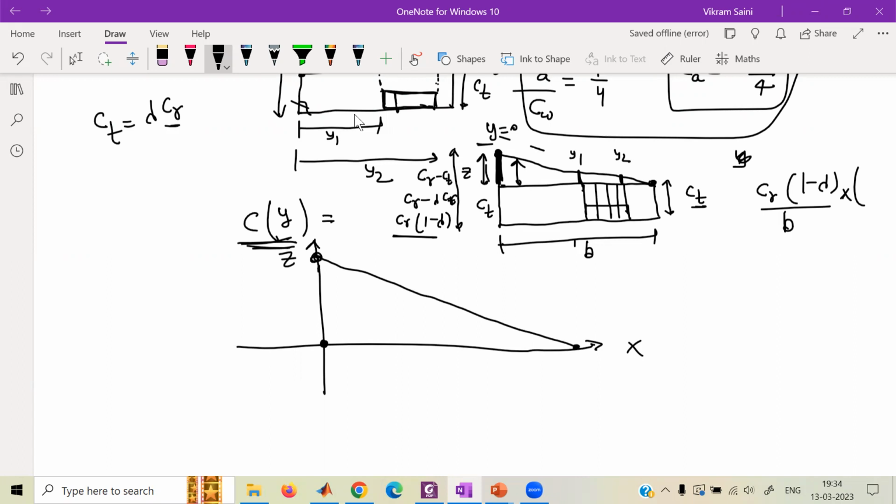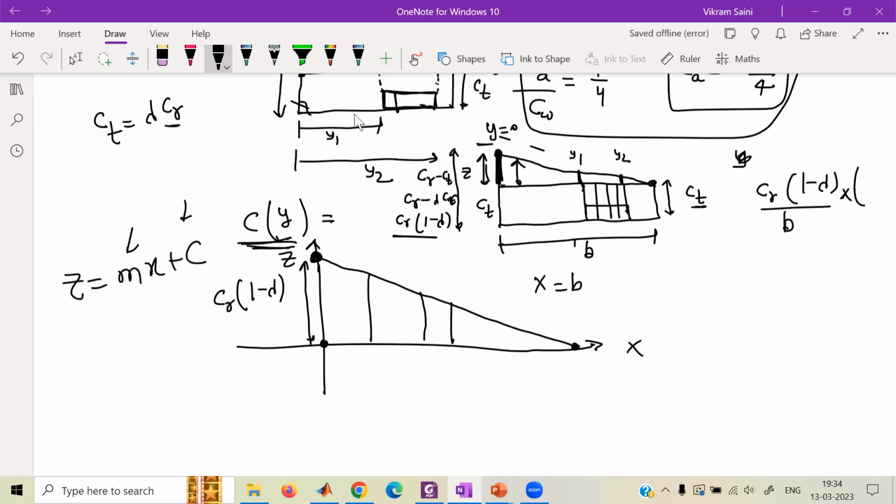So we know at x equal to 0, this line is here. At x equal to some finite length, x equal to b, the height goes to 0. So we know that. And this length is C_T, that is C_R(1 minus lambda). The point is, we have to find the expression for z, this height. The expression for z is nothing but the expression of this line, which is mx plus c. Find out m and c.